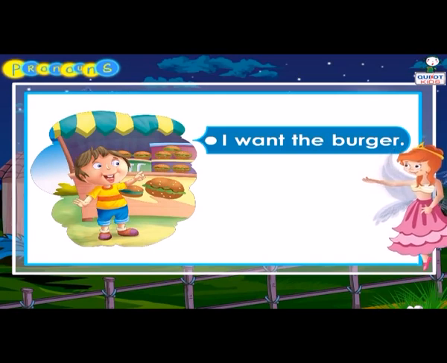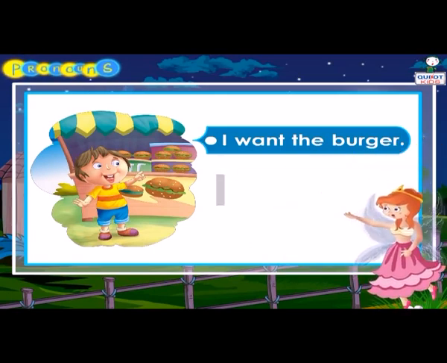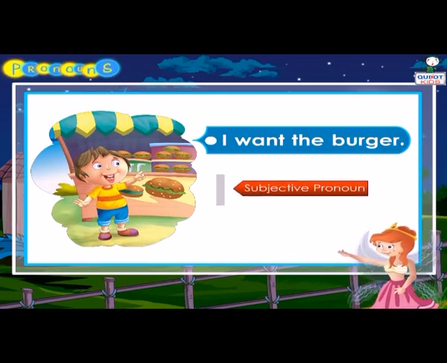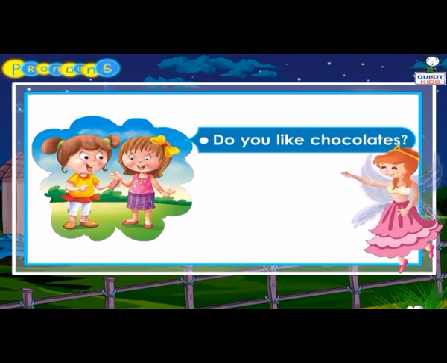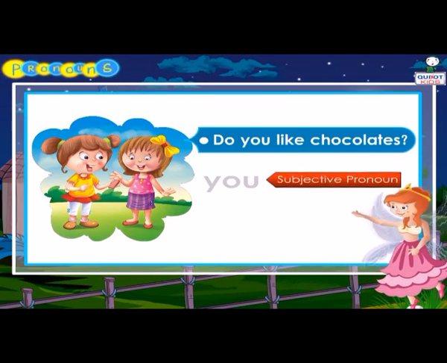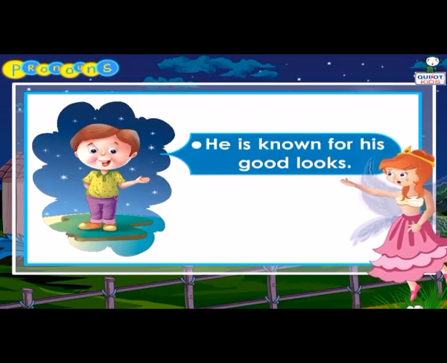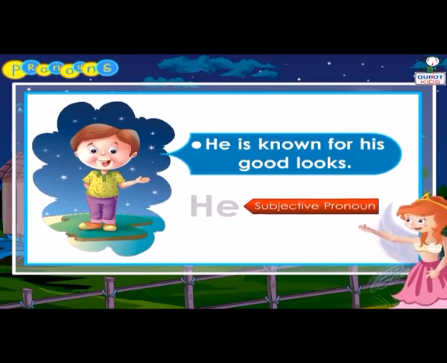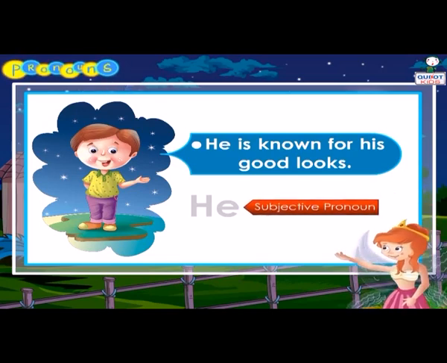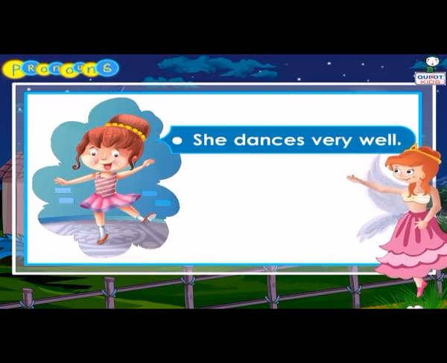I want the burger. I is subjective pronoun. Do you like chocolates? You is subjective pronoun. He is known for his good looks. He is subjective pronoun. She dances very well.